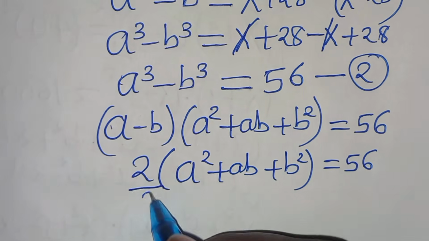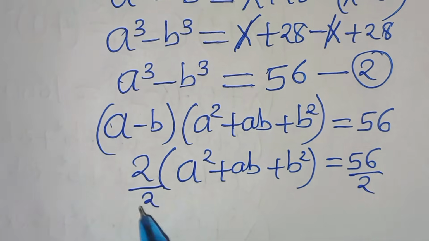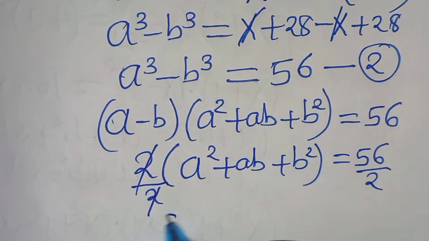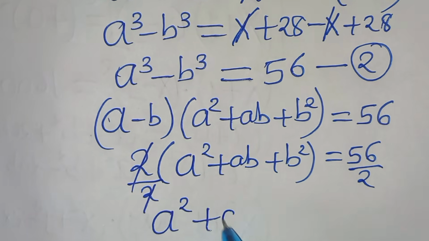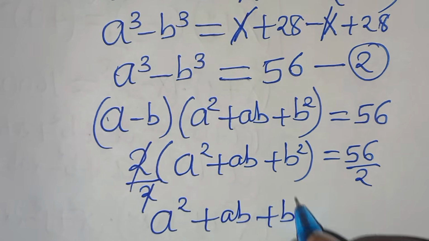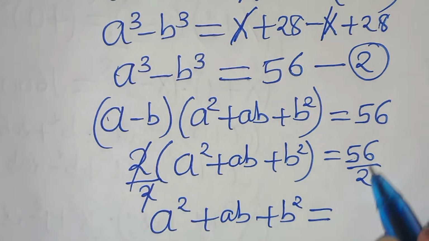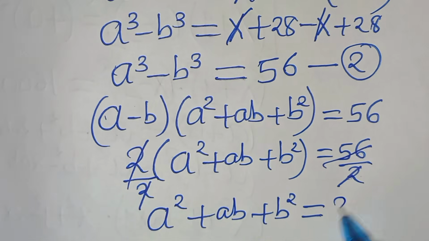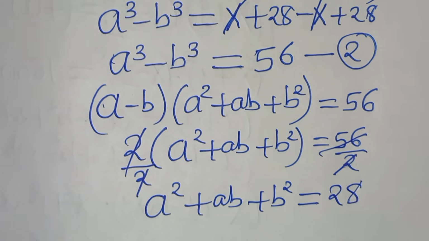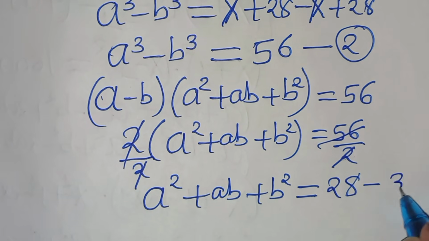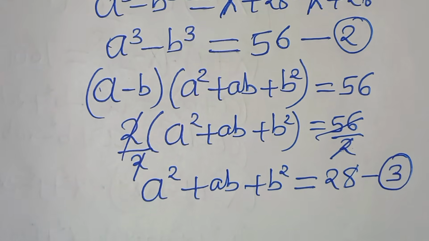So we can divide both sides by 2. And this means that we have a to the power of 2 plus a times b plus b to the power of 2. This is equal to 56 divided by 2, and this is equal to 28. Let's call this the third equation.